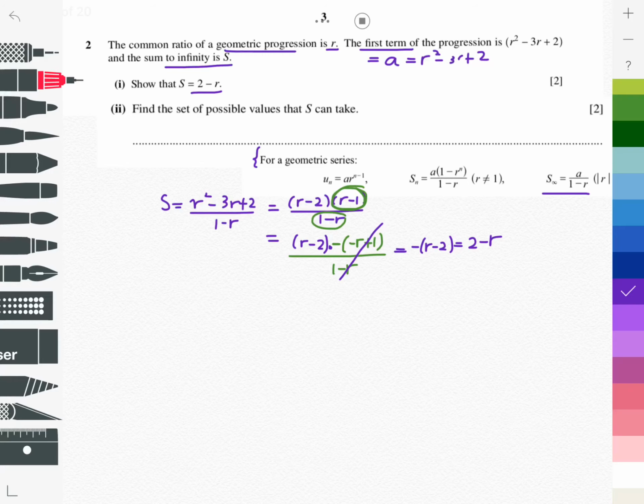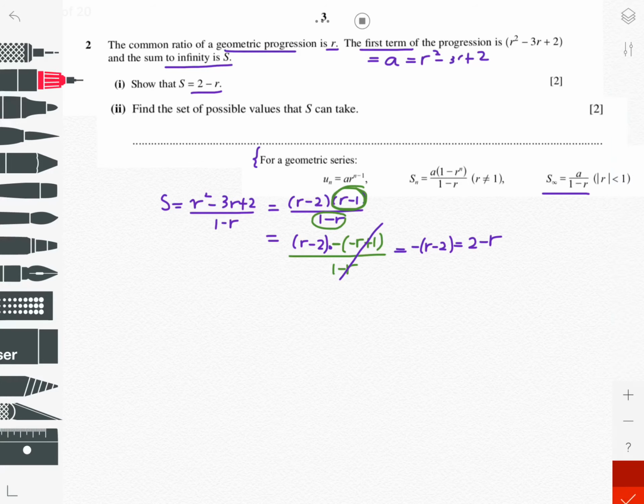Now the next part is asking me to find the set of possible values that S can take. When you see the words set of possible values, you should recall that it should be written in terms of inequality. Your answer cannot be written in equality format. How do we solve this? Given that S is this, I have managed to prove that S is 2 minus R. What is the possible value?